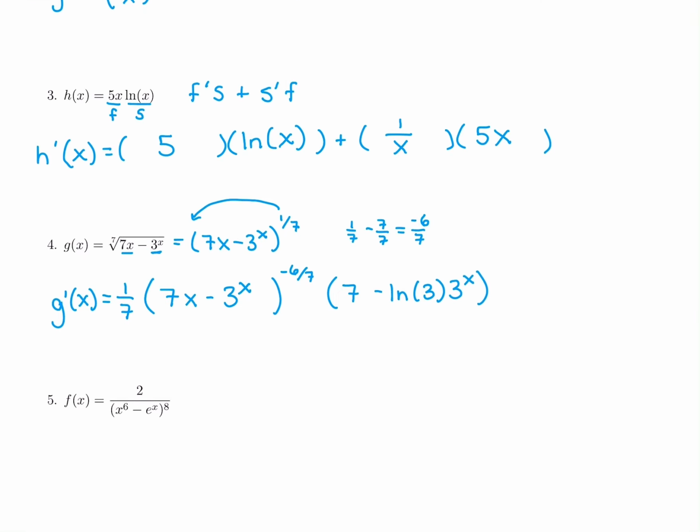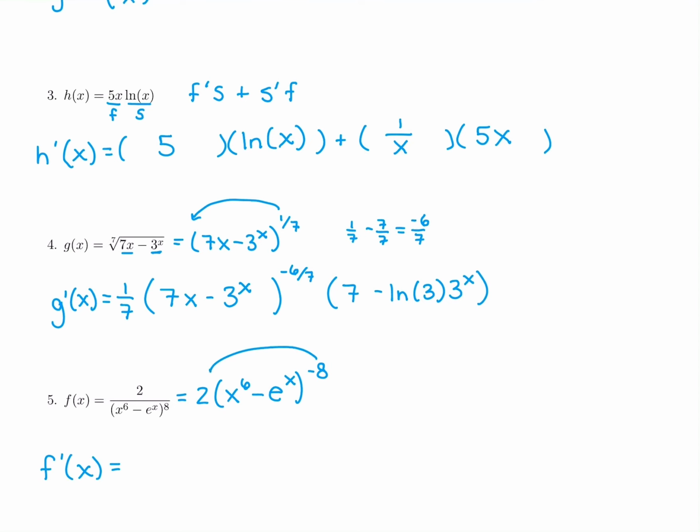Okay. Last one here, some good practice spotting which rule is which. See if you can figure out which one this is. First thing I notice is there's only x's in the bottom. So I'm going to just rewrite this. This is not a quotient rule. So I'm going to keep that 2. And it's x to the 6 minus e to the x, just raised to a negative 8 power. If you don't have x's in both the top and the bottom, you do not have to use the quotient rule.